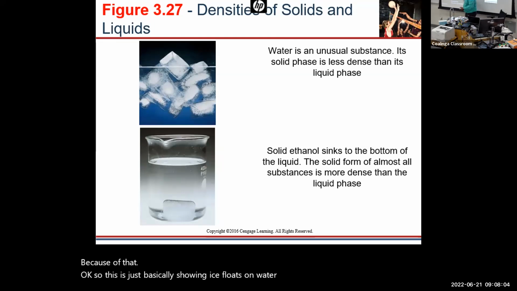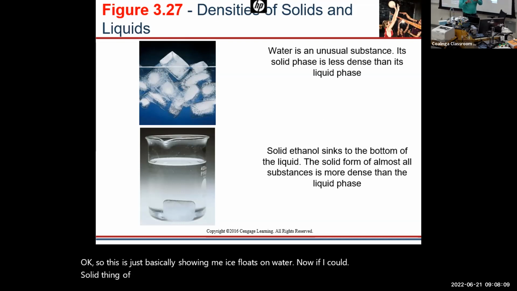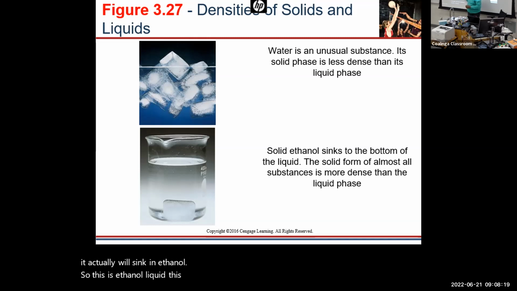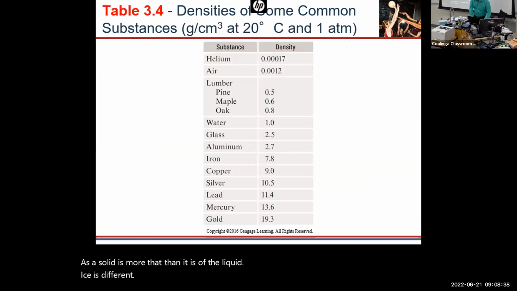Now, if I put a solid piece of ethanol, well, ethanol doesn't form that nice little structure, those little gaps. So it will actually sink in ethanol. This is ethanol liquid. This is the ethanol solid. And it sinks to the very bottom. It doesn't float. That's because the density of ethanol as a solid is more than that of the liquid. Ice is different.